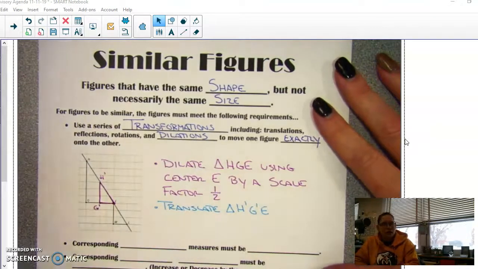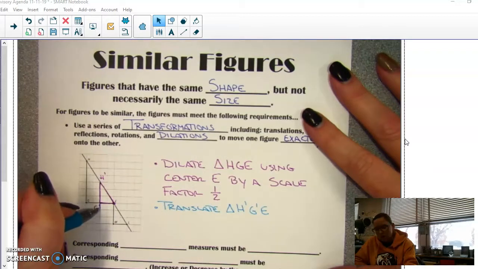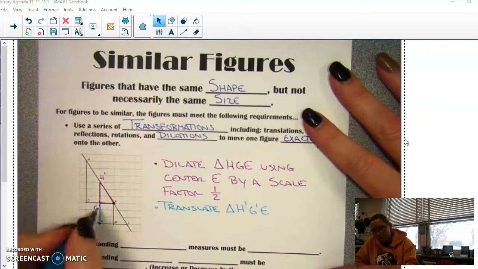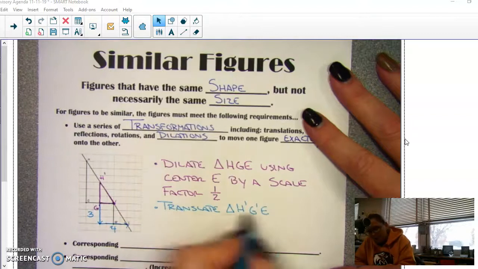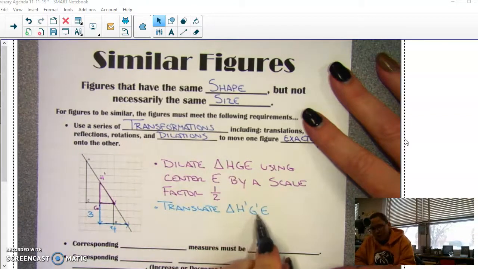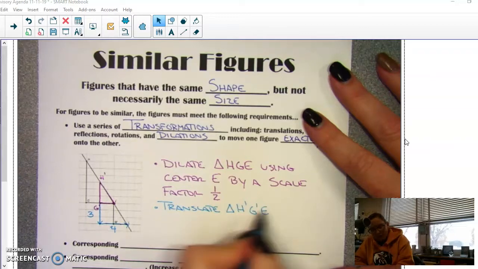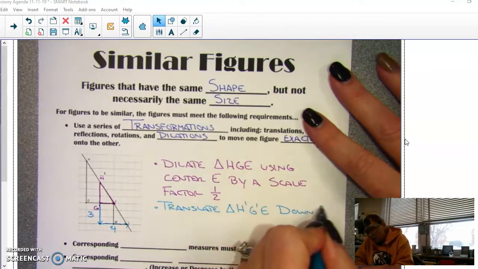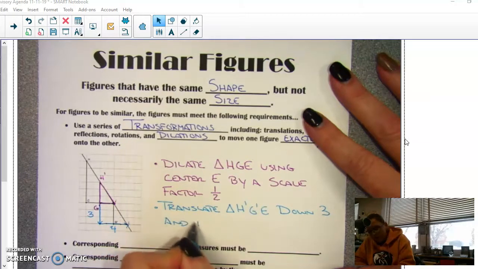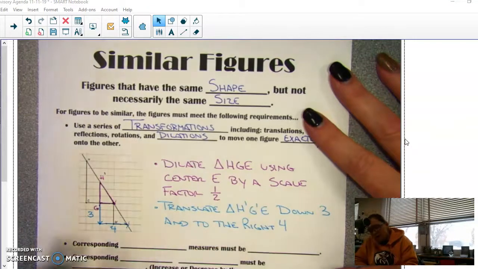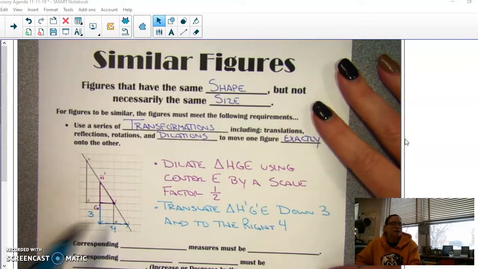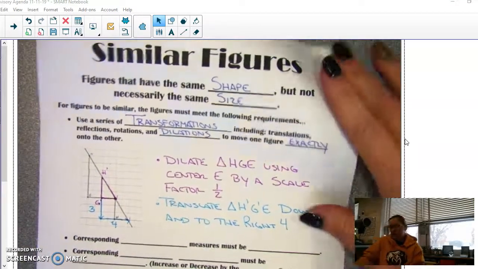And how are we going to translate it? So now how are we going to move it? So we need to move it down. So how far down? 1, 2, 3 down. And how far over? 1, 2, 3, 4 over. So we say translate triangle H prime, G prime, E prime down 3 and to the right 4. And that would move this triangle directly on top. So that's one way you can prove that they are similar to each other.